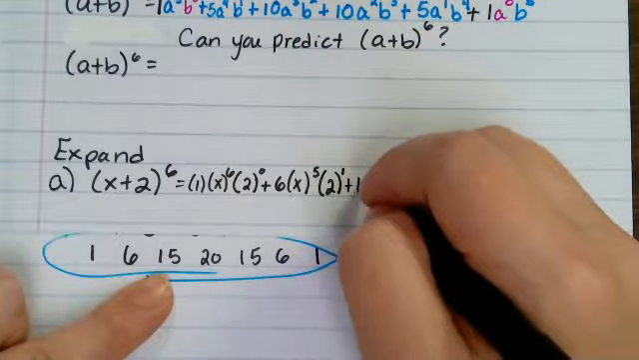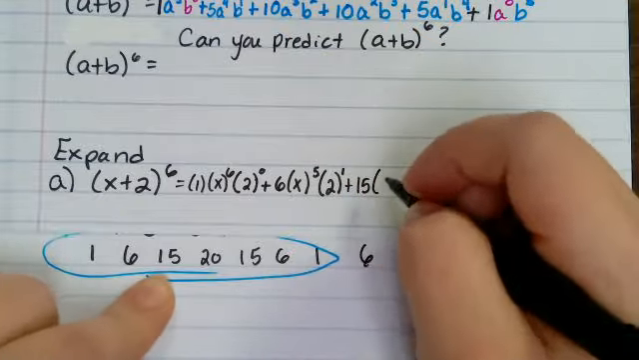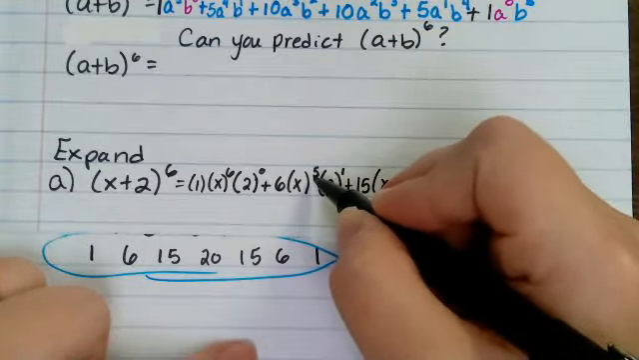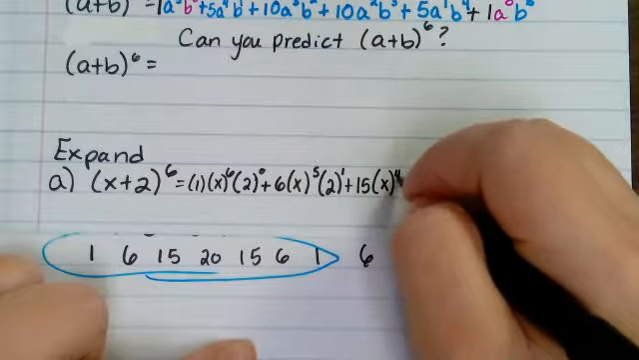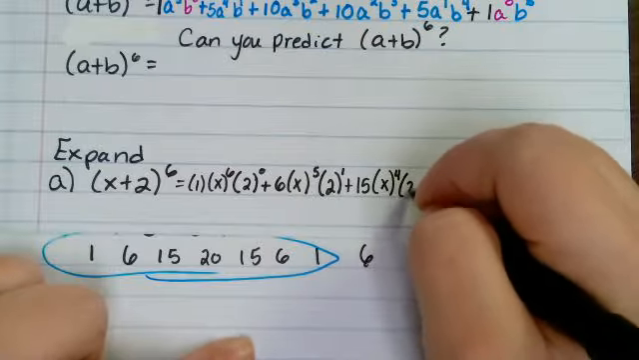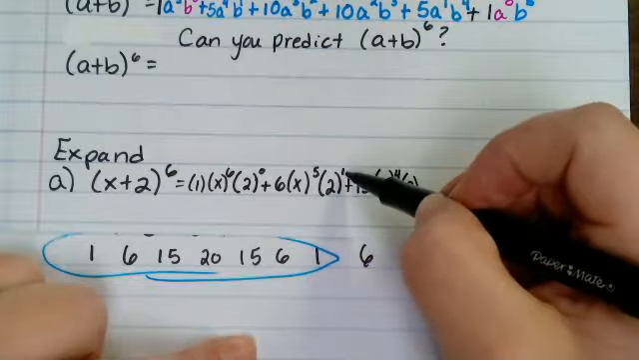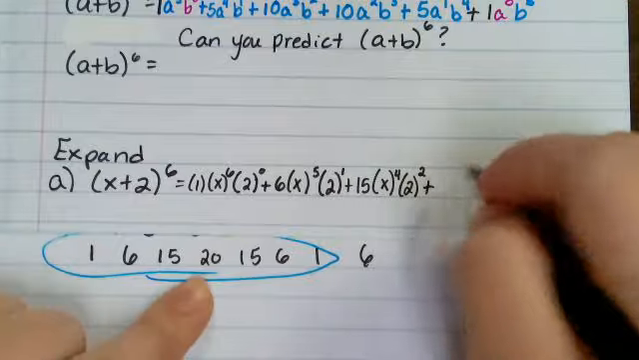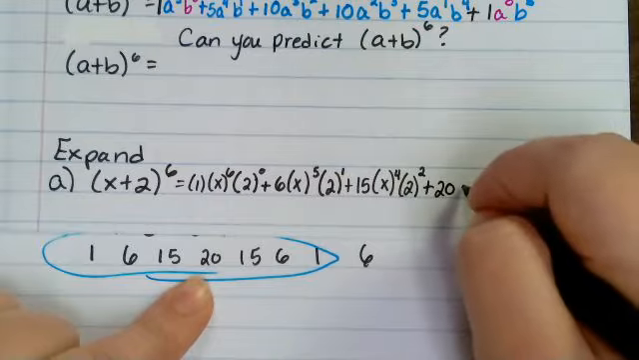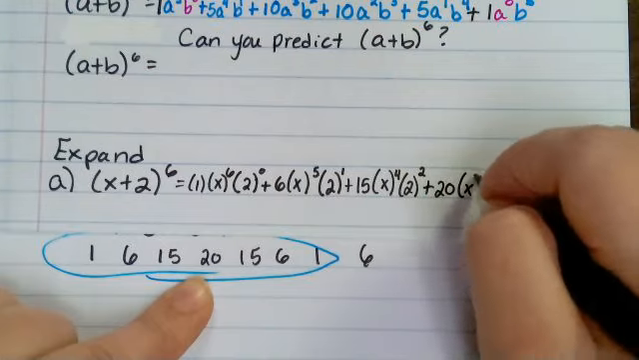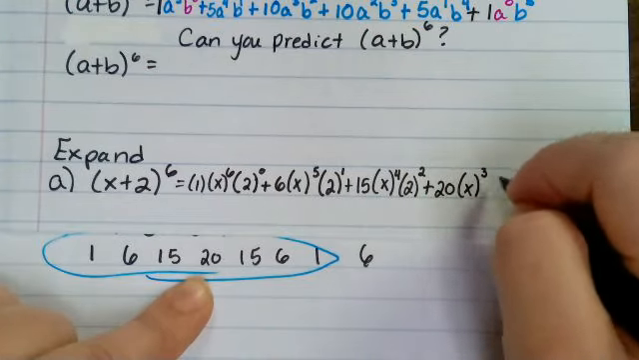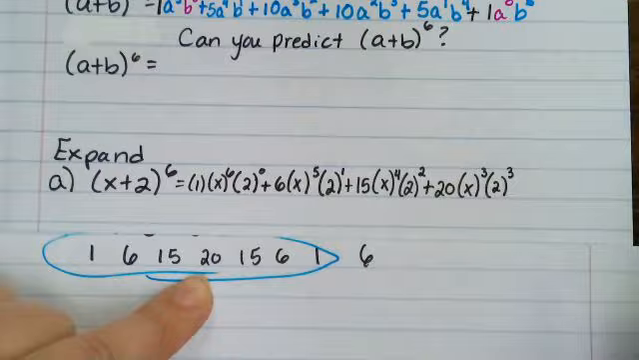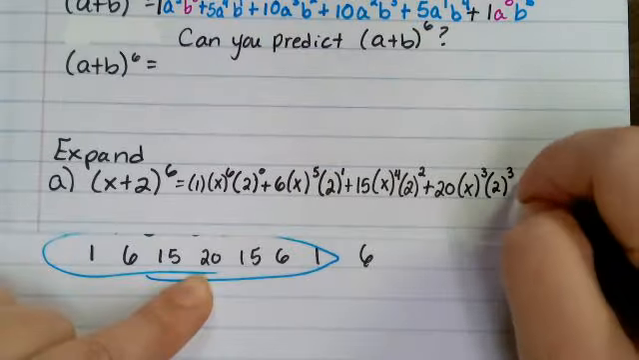Next term, start with a 15 times x to the, go down 1 exponent, 4th power. Then times 2 to the, it was first, this is the second. We go up. Now we're going to take a 20 in the front, times x to the third. Remember, that one's going to go down while the second one goes up in exponent. We're just following the same pattern.